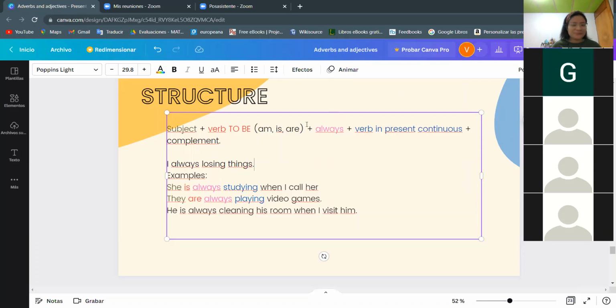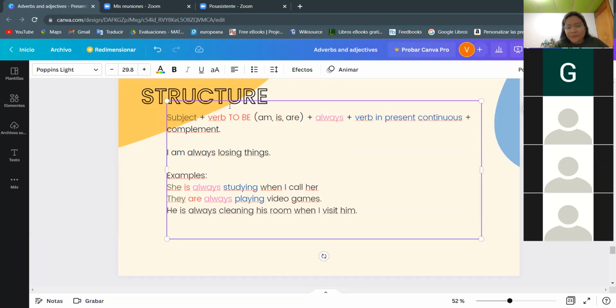The verb to be, I am. Good job. Can you complete the sentence then? Just say it, read it. I'm always losing things. Good. Thank you. That's what it was, Grecia. The verb to be. Thank you. You're welcome. That's what you were missing. Good. And where were we? Number 4. Marcos.